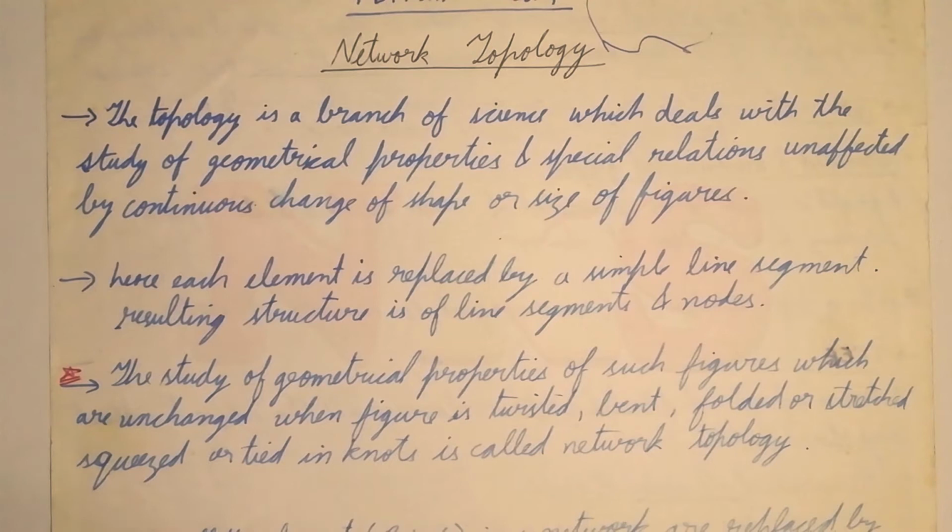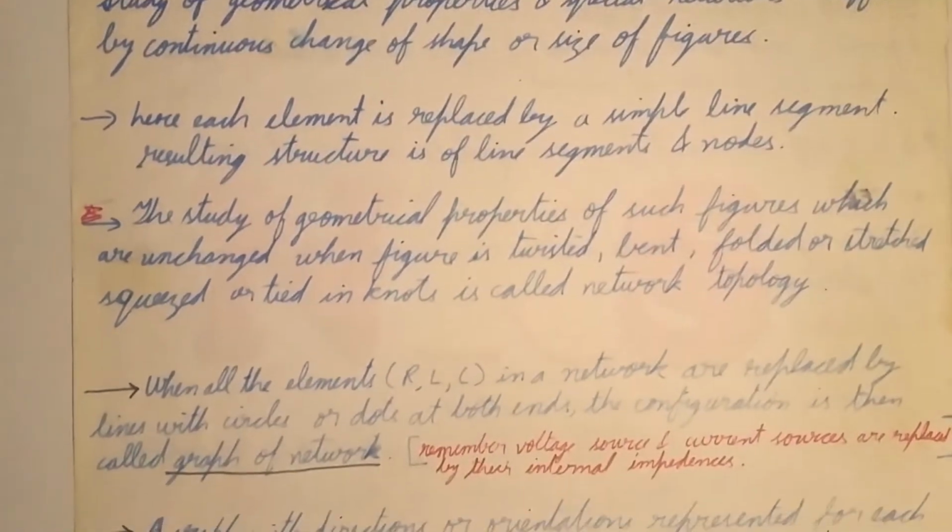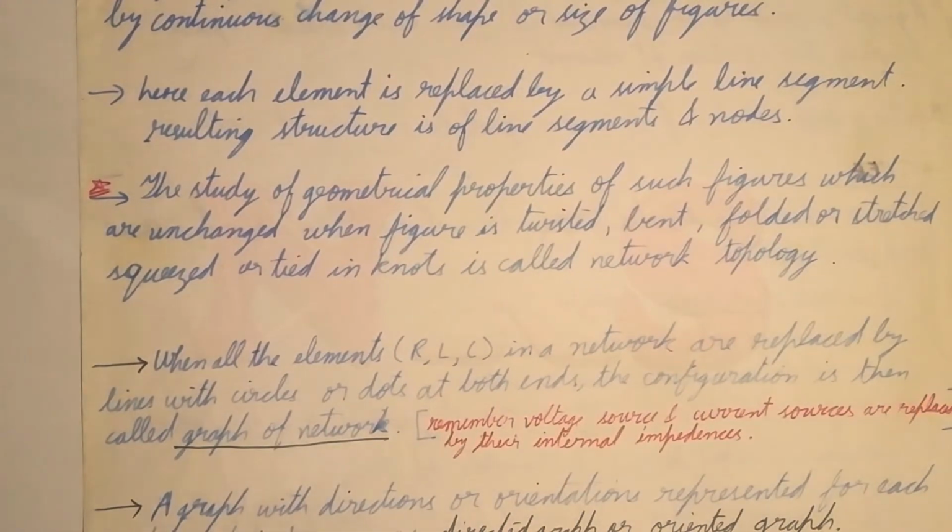Here each element is replaced by a simple line segment, resulting in a structure of line segments and nodes. I hope you understand this. Now to our study topic: the study of geometrical properties of such figures which are unchanged when the figure is twisted, bent, folded, stressed, squeezed or tied in knots is called network topology.